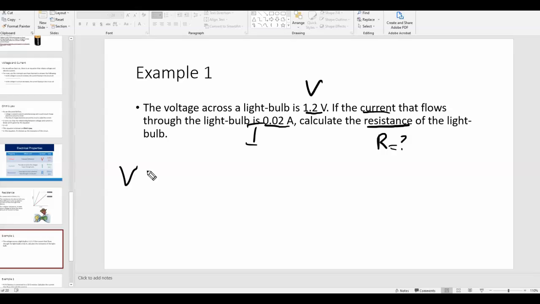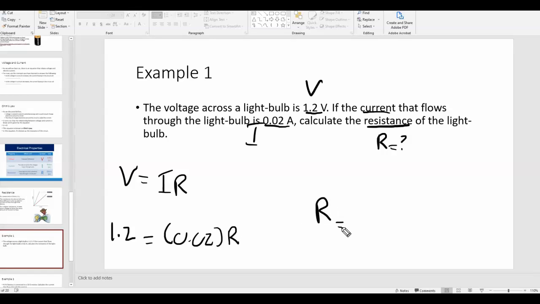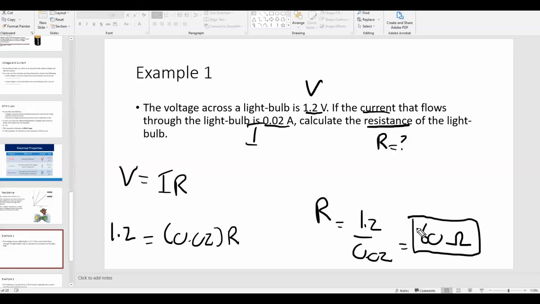So, a very basic calculation with Ohm's law. V equals I times R. The voltage is 1.2 volts. The current is 0.02. R is being multiplied, so to get R by itself, we need to divide. In my calculator, I'm going to do 1.2 divided by 0.02, and I get 60 ohms. So the resistance of this light bulb is 60 ohms. That is example 1. Pause it there if you need to look at that some more.